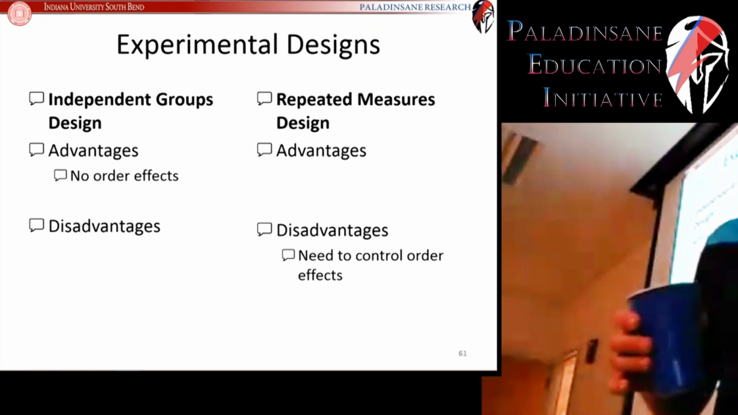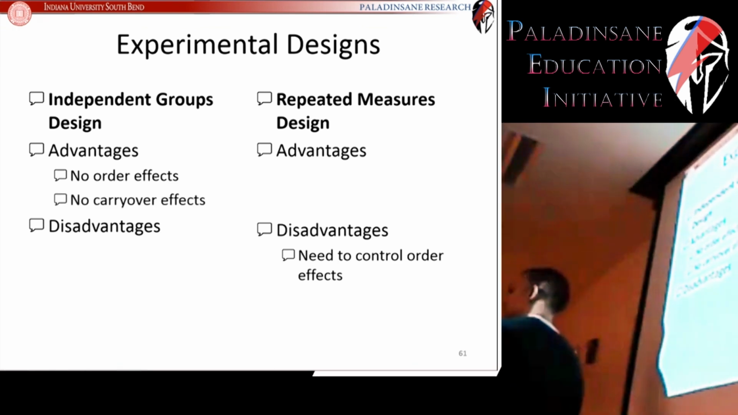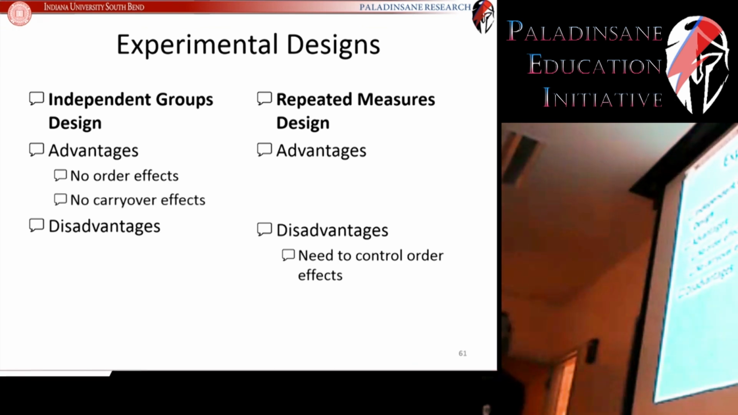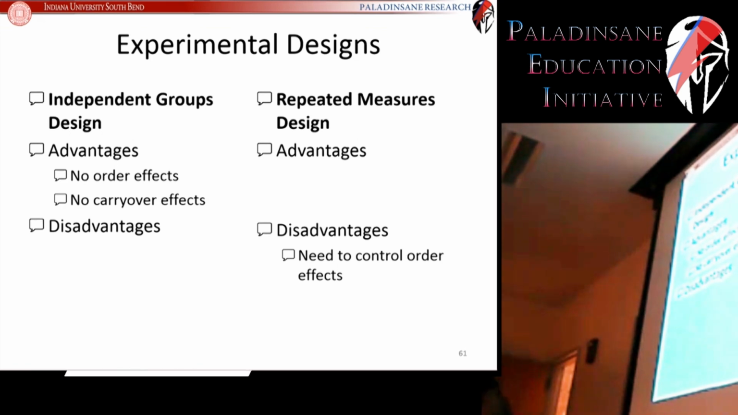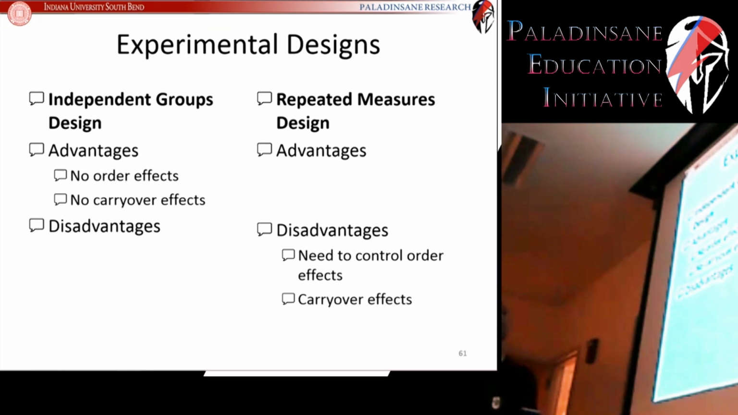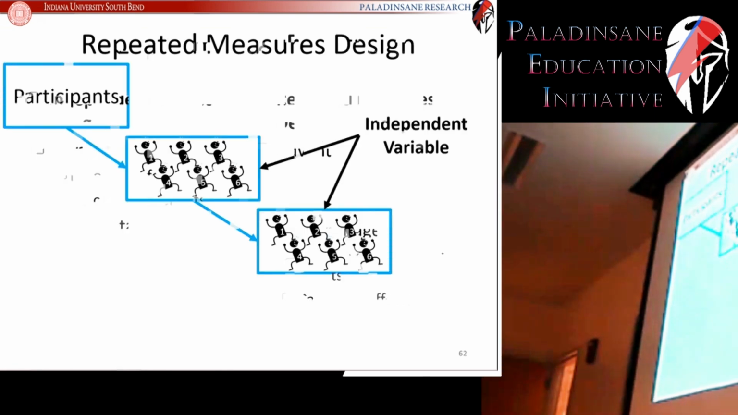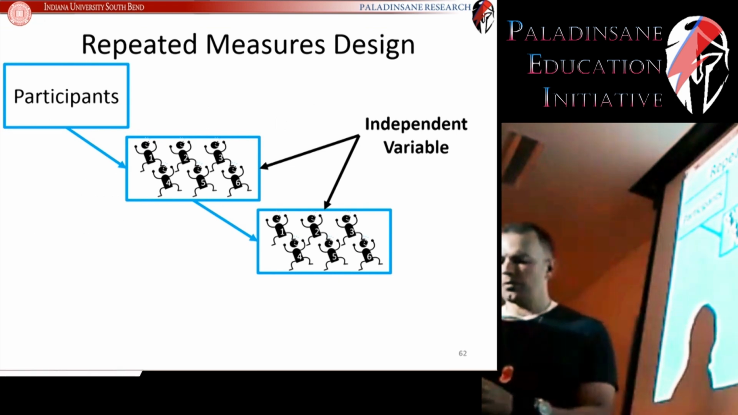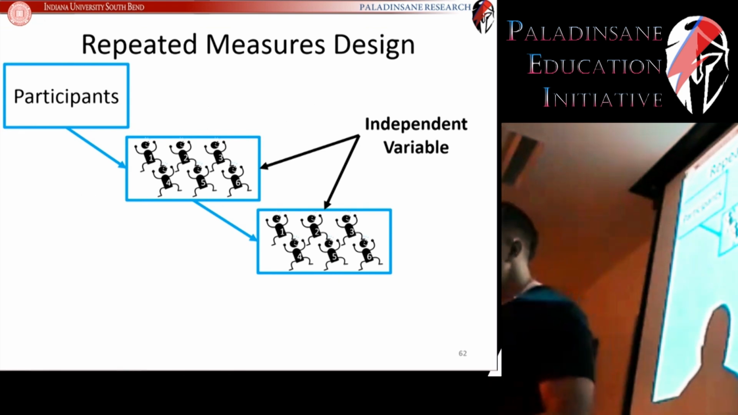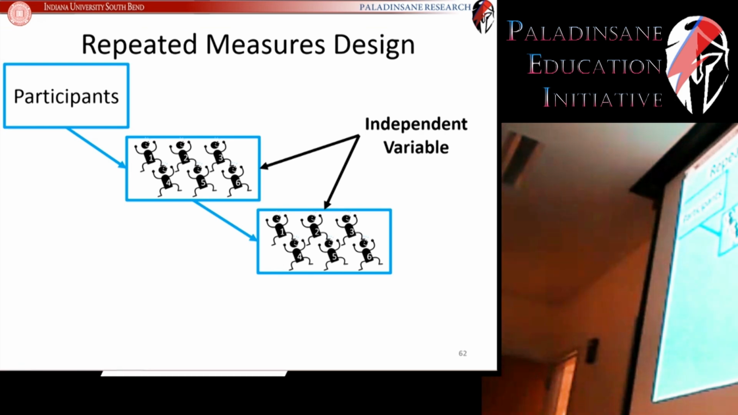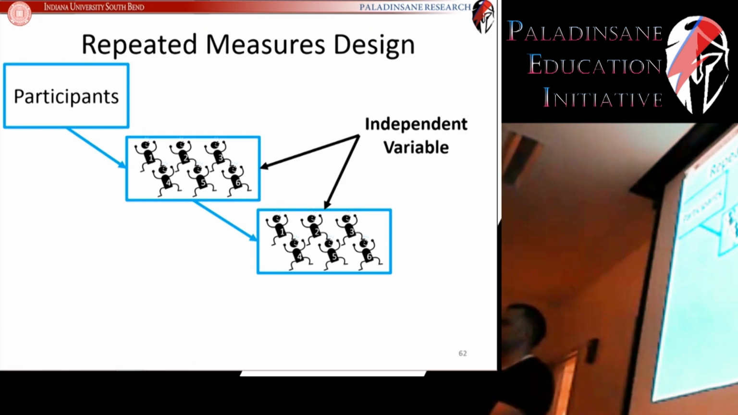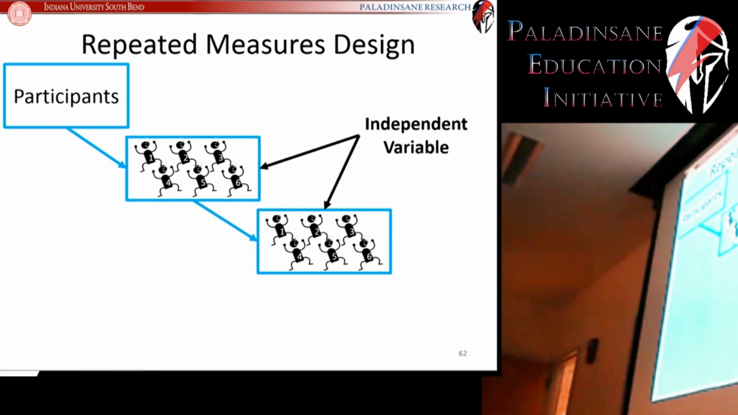All right, so that's one of the first advantages. The other advantage is related to order effects. There's no carryover effects to independent groups designs. There are carryover effects possible with a repeated measures design. So let's take a look at how that might happen. Let's say that we wanted to, we'll stick with the example of violence on TV. We wanted to study the effect of violence on TV on aggressive behavior.